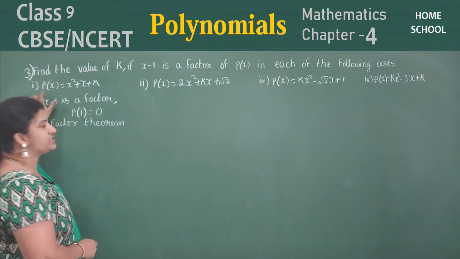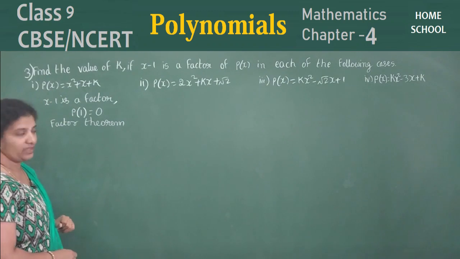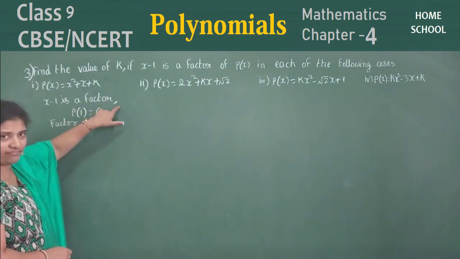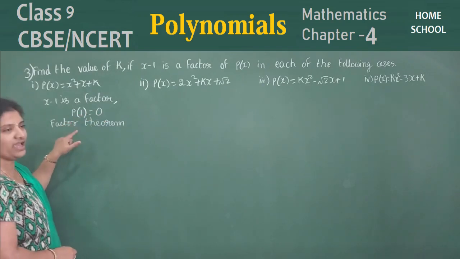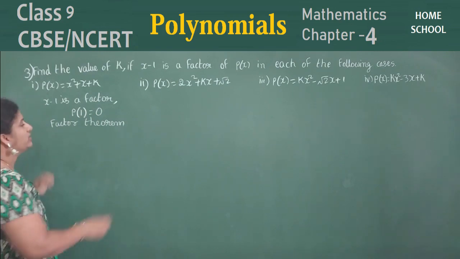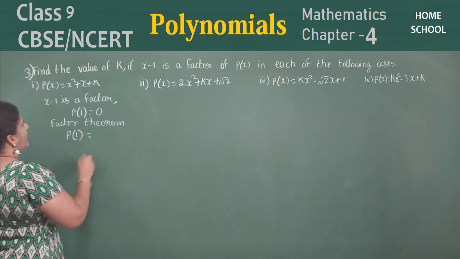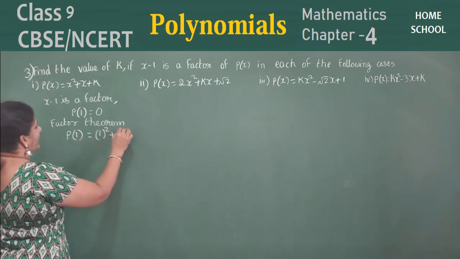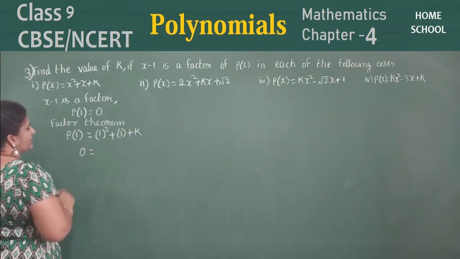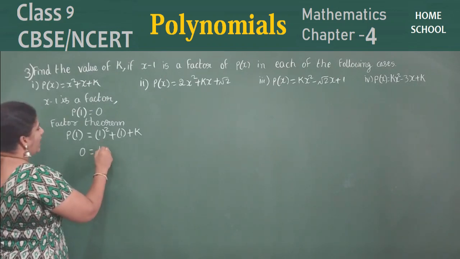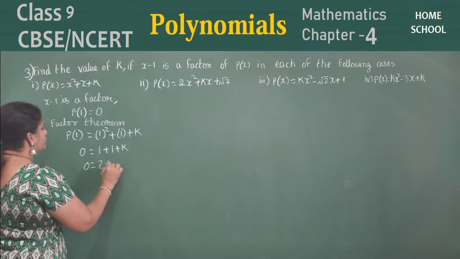So, let's see the first problem here. p of x is equal to x square plus x plus k. If x minus 1 is a factor, then p of 1 must be equal to 0. Now by the factor theorem, we are able to say that. So, now substitute this 1 in the polynomial. p of 1 is equal to 1 whole square plus 1 plus k. p of 1 is 0. Right? 1 plus 1 plus k, that will be 0 is equal to 2 plus k.